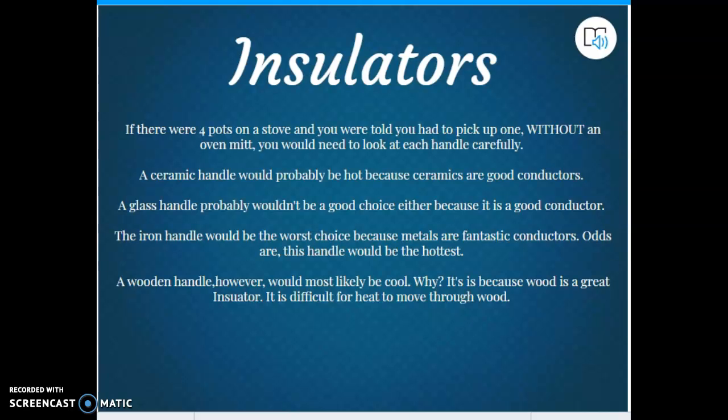That wooden handle, however, is extremely interesting to me because we know that wood is an insulator and it's difficult for heat to move through wood. So I would pick up, and hopefully you would pick up the wooden one as well.